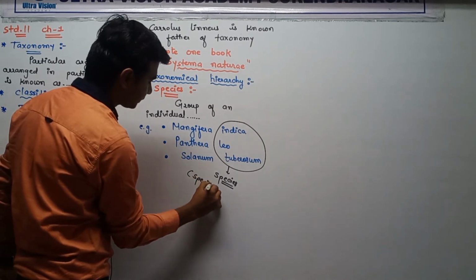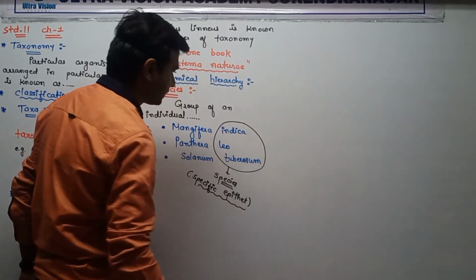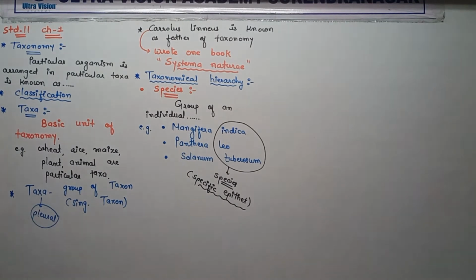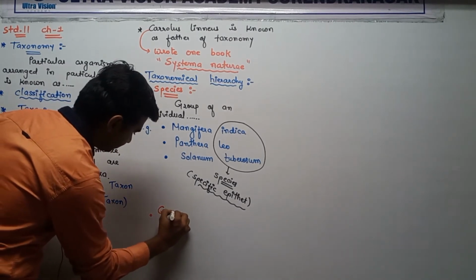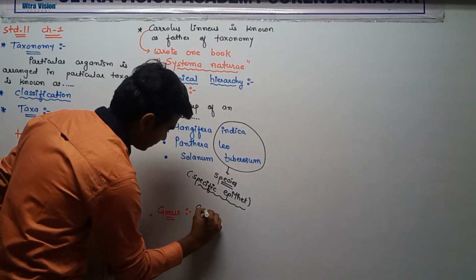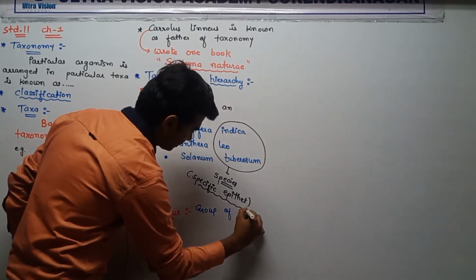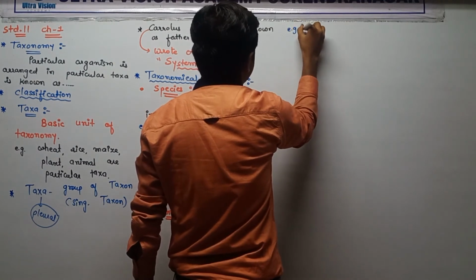Or specific habitat. Fine. So in your textbook, any type of example you can write here, no problem at all. Now the genus. Genus means the group of species. Group of species known as genus. So here, example we say like that.